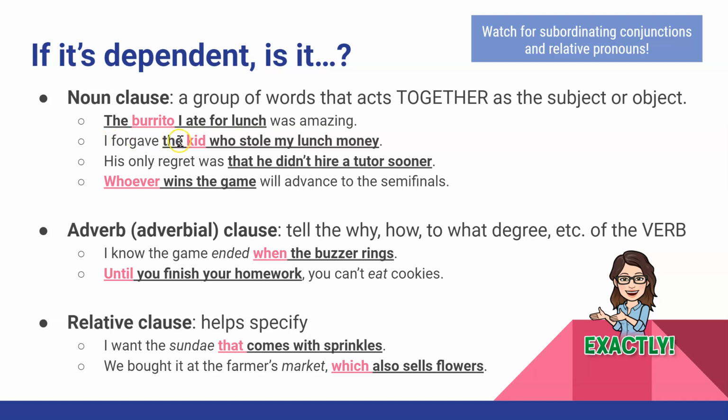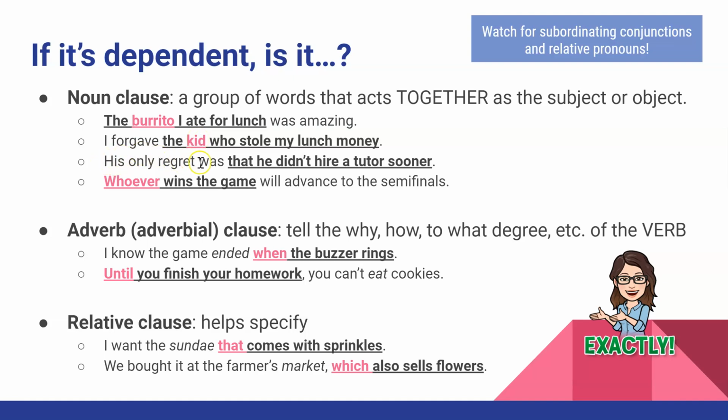Now in the second example, this is the case where a noun clause is the object of the sentence. I, subject, forgave, predicate verb. Who did I forgive? Who's the object of my forgiveness? The kid who stole my lunch money. Okay, so kid is the noun, but all these words together describe that kid, so it's a noun clause.